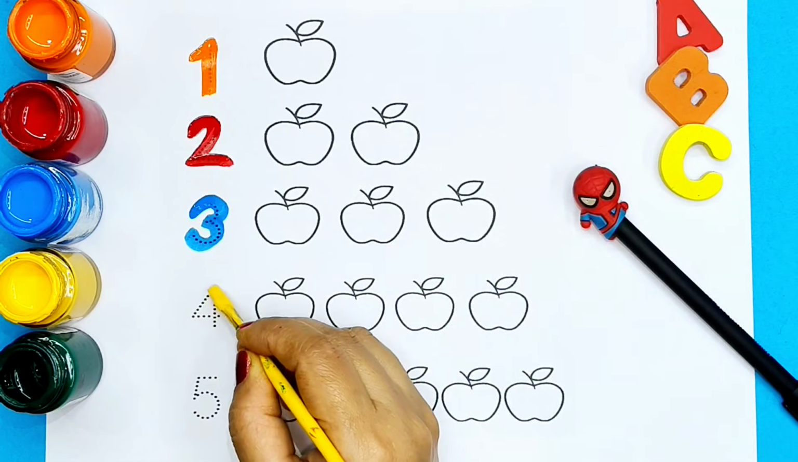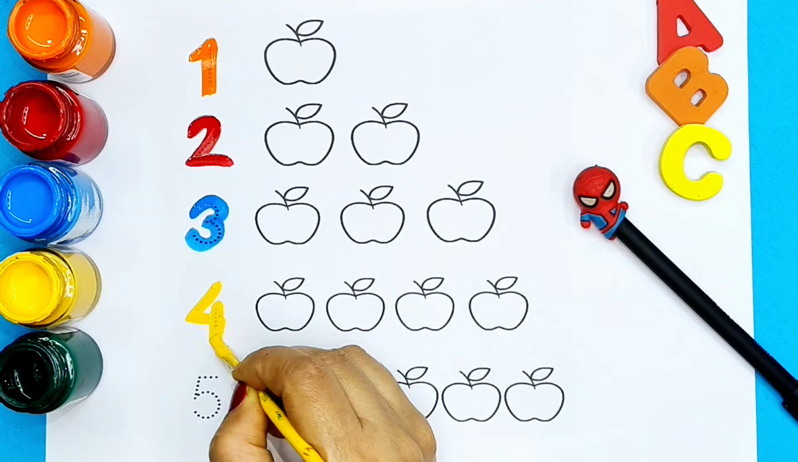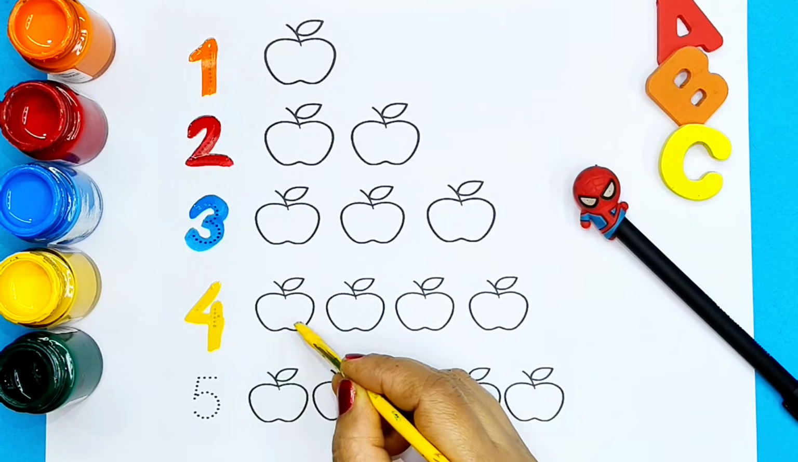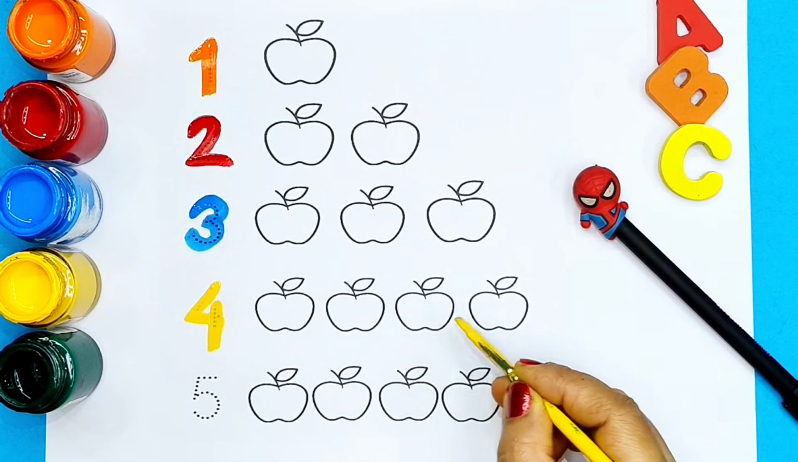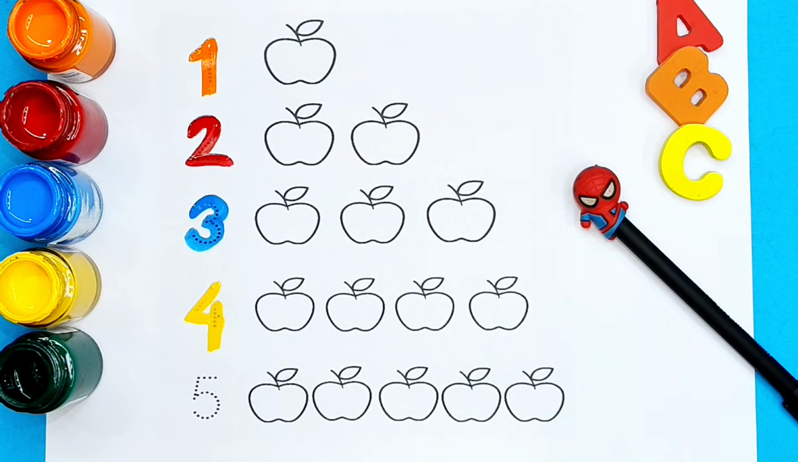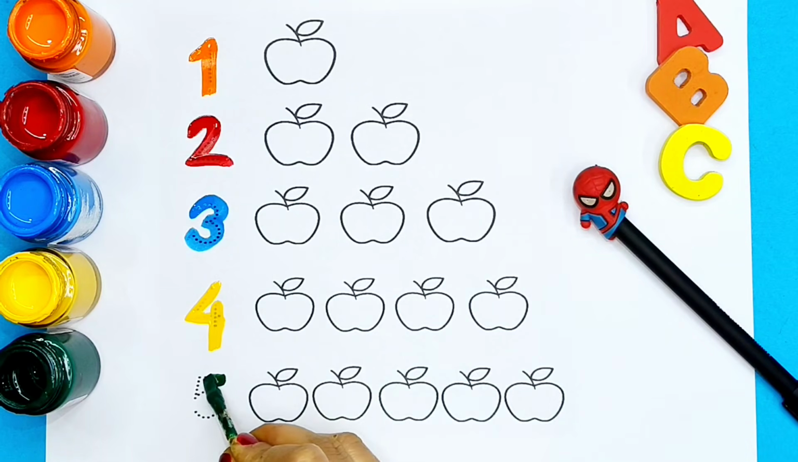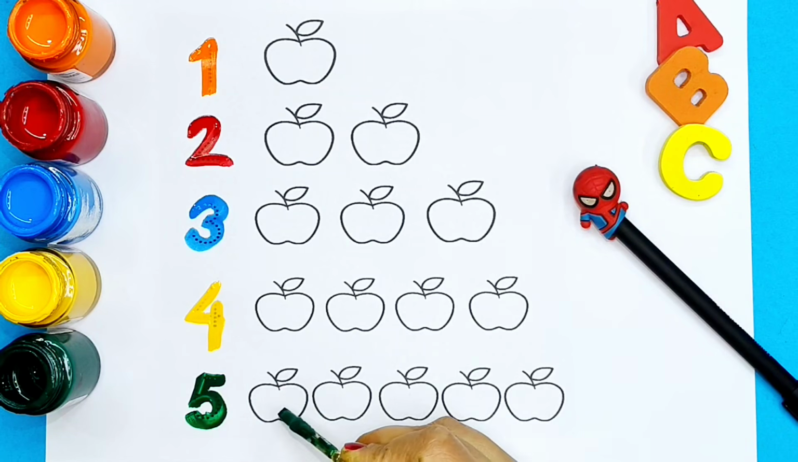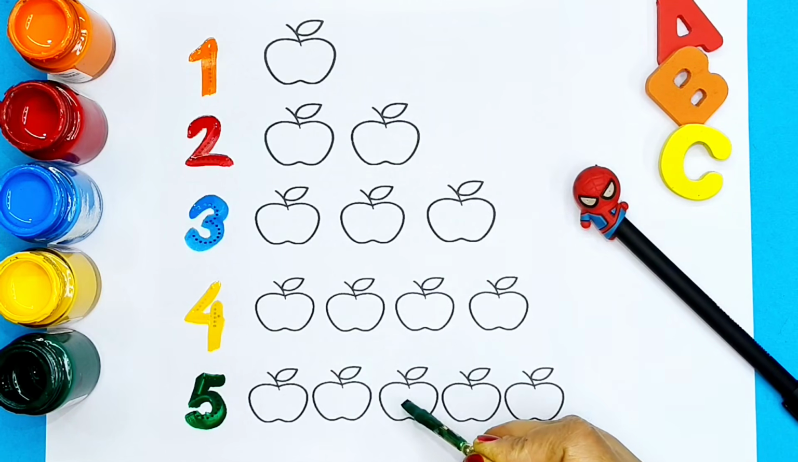Yellow color. 4. 1, 2, 3, 4, 4 apples. Dark green color. 5. 1, 2, 3, 4, 5, 5 apples.